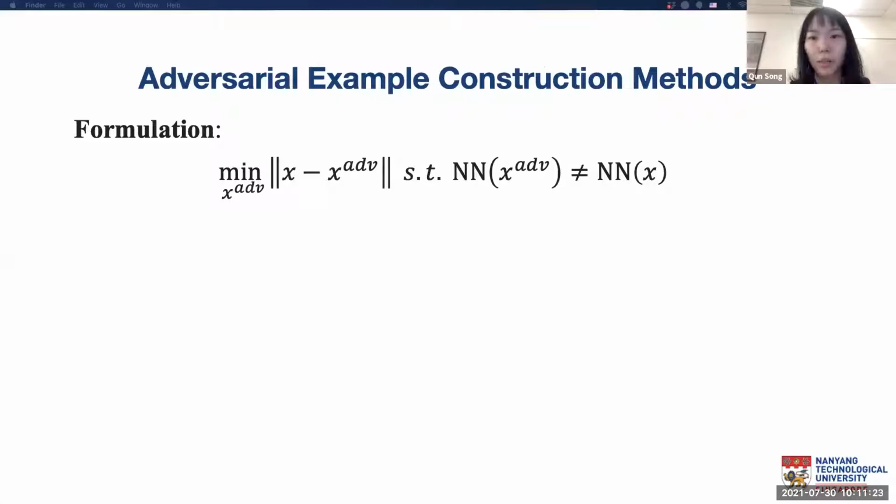First, I'll briefly explain what adversarial examples are. The construction of an adversarial example can be formulated as this constrained optimization problem. The goal is to minimize the distance between the original sample and the adversarial sample, subject to the output of the neural network being different from the original label.